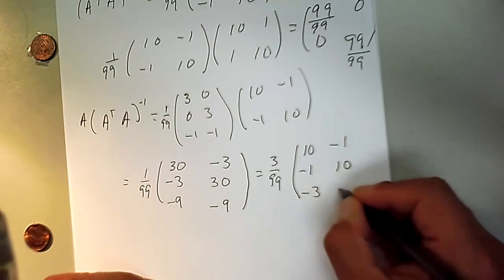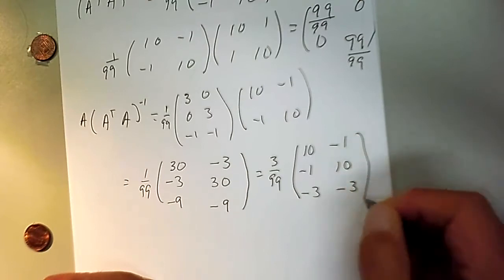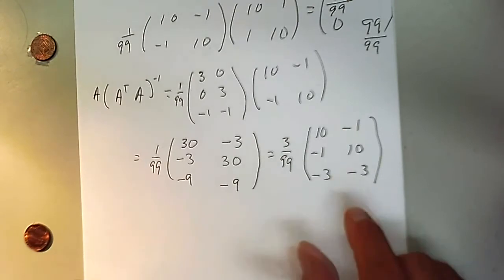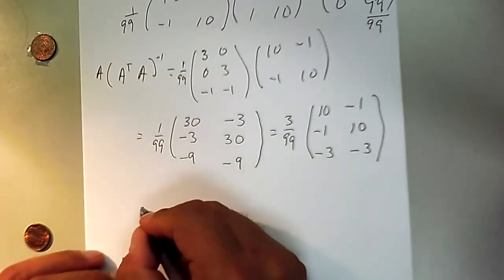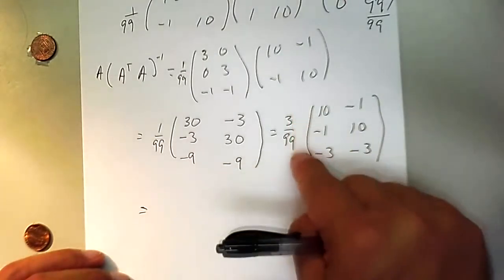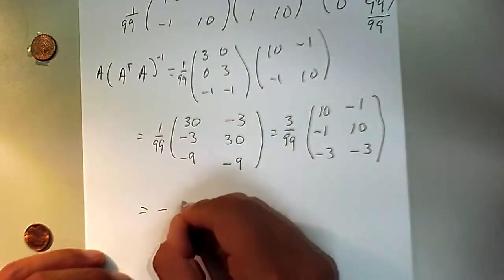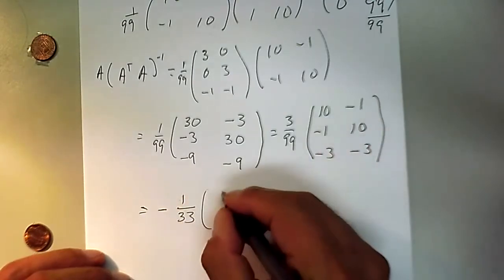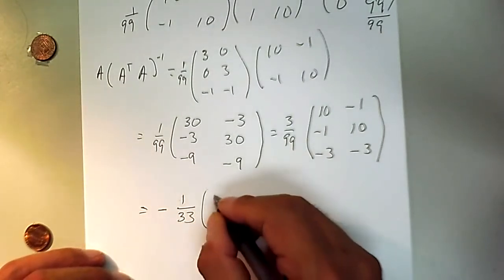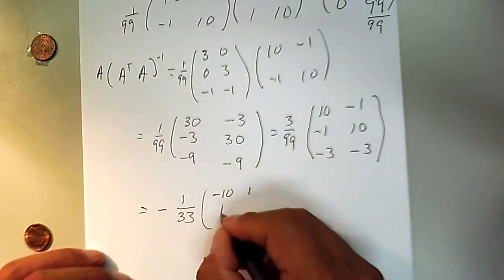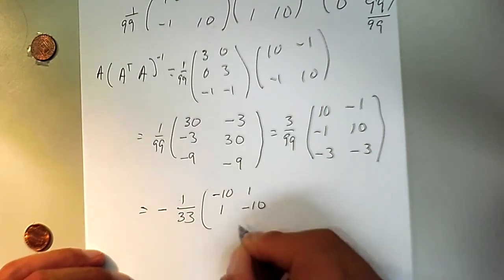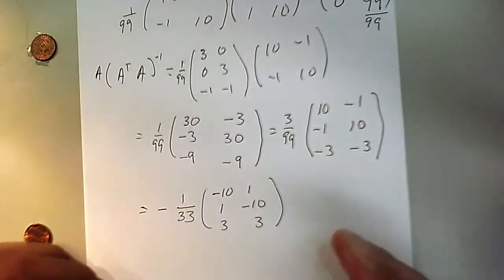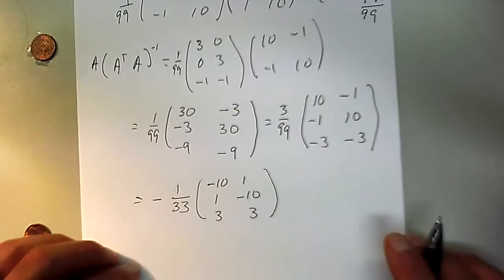negative 3, negative 3. When there's more negatives than positives, what I do is I factor out the negatives, so there are fewer negatives than positives. And as long as we're doing that, of course, we're going to simplify this. So that is negative 1 over 33. So we factor out the negatives. That's not necessary, though. Negative 10, positive 1, negative 10, positive 3, and positive 3. So now we got only 2 negatives as opposed to 4 negatives. But that's me. You don't have to do that, I think.